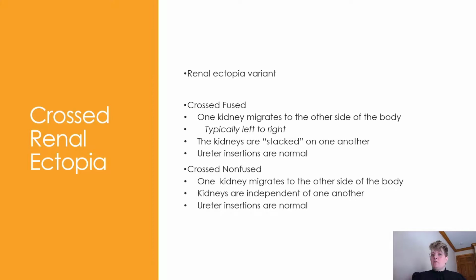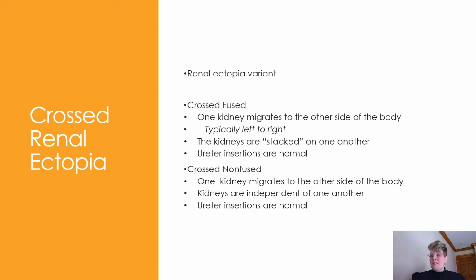Now, a variant of renal ectopia is crossed renal ectopia, and this specifically refers to one kidney heading over to the other side of the body. Typically, it's going to be the left kidney that heads to the right side of the body. And once it does that, there's a couple ways that can present as well. We can have crossed fused, where the kidneys are kind of stacked on top of one another, or we can have crossed non-fused, where the kidneys are independent of one another, just on the same side of the body.